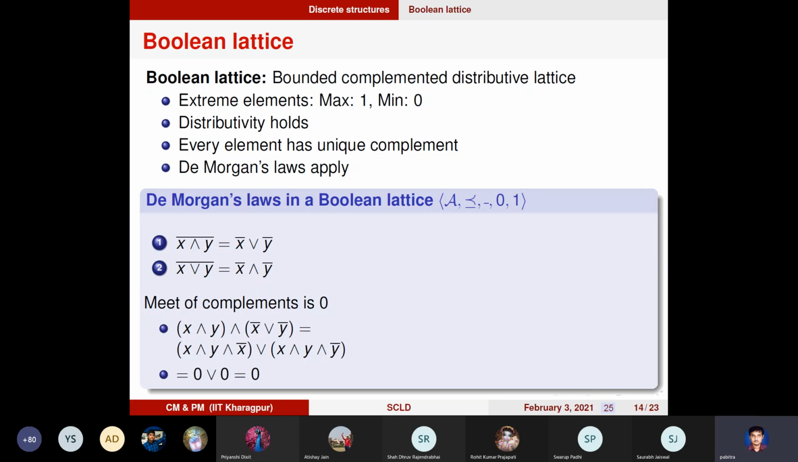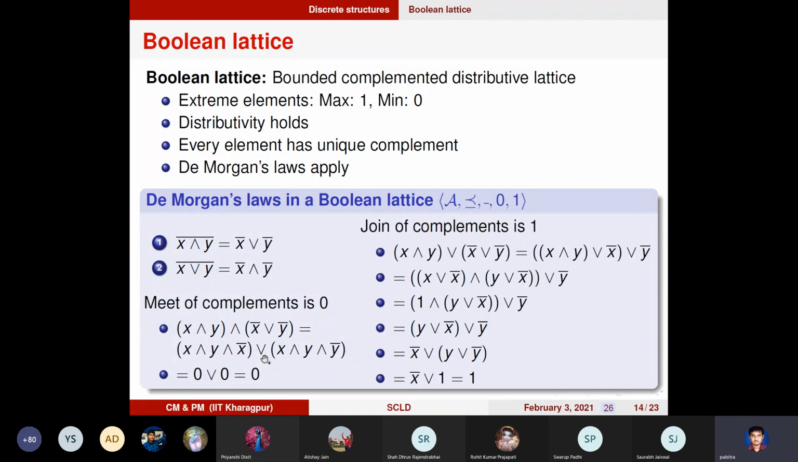Okay, so these are actually easy to see that this holds. So basically the old thing that the meet of the complements is 0, which is the definition of the complement. So meet of the complements is 0. Similarly, you have the definition that join of the complement is 1. Join of the complements is 1. Okay.